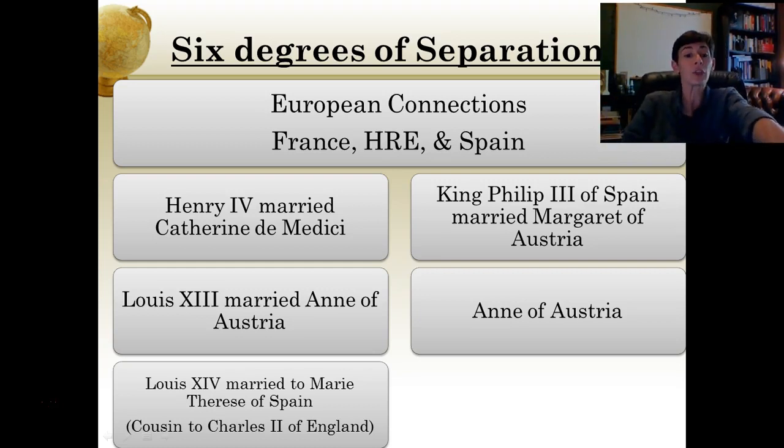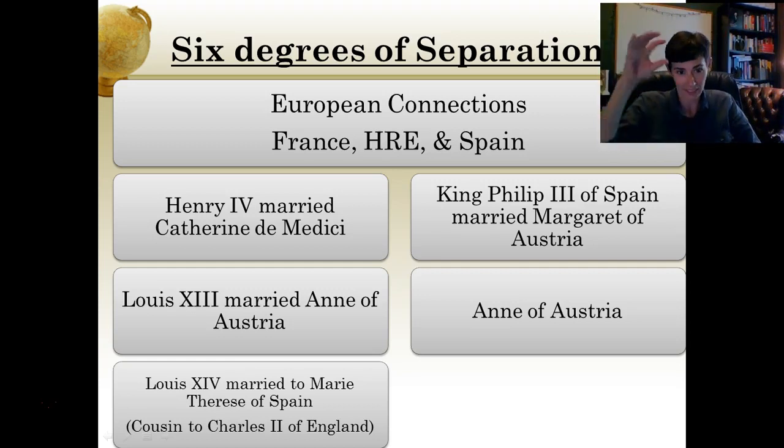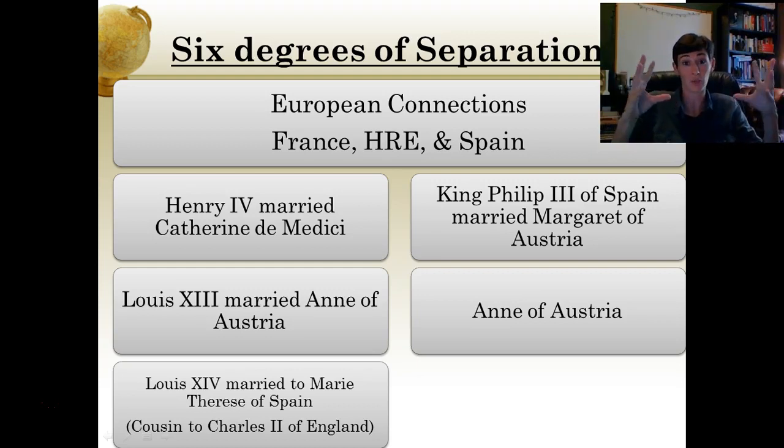Now, Louis XIII marries Anne of Austria, who then produces Louis XIV, who is married to Marie Therese of Spain, who was cousin to Charles II of England. Just pause for a minute and process that, right? Talk about incestual relations. Like Europe, it was ridiculous.